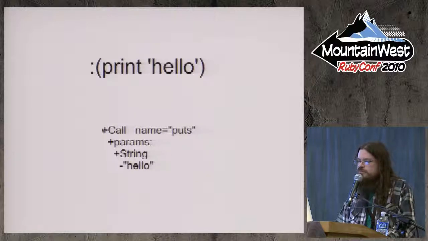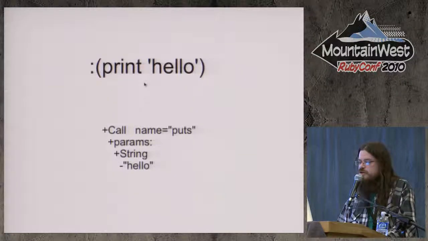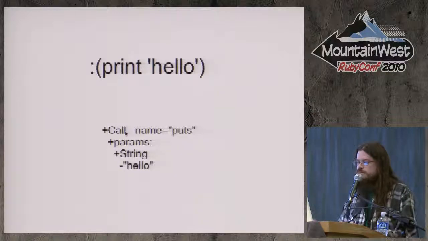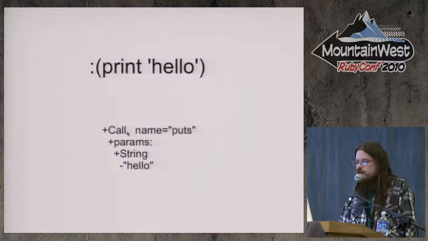So basically, this form turns into a tree that represents the code inside of the form. At the top level, we've got a call node. The actual class is call node, but I've left out all the extra stuff that you don't need to know about, like the node at the end of the class name. And it has a name. Oh, that should be print instead of puts. I guess I didn't update that. And then it also has a list of parameters. And that list contains a single string node, and the data in the string is hello.